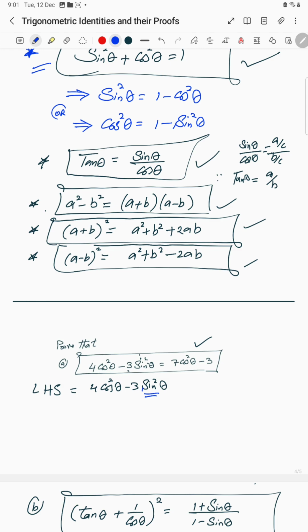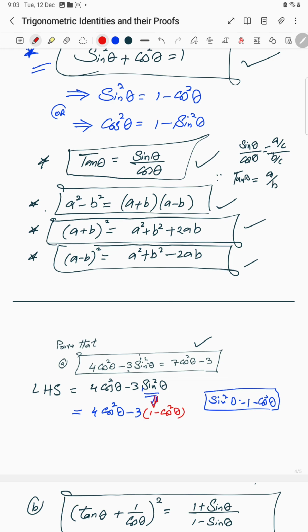So if you recall the concept, we first proved sine square theta plus cos square theta is 1, and from here we extracted an identity to break this sine square. So sine square was equal to 1 minus cos square theta. So just replace it in 4 cos square theta. By applying this identity here, we can transfer this sine square into cos terms, that is 1 minus cos square theta.